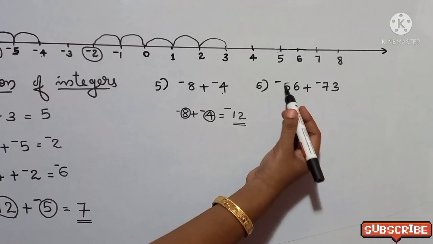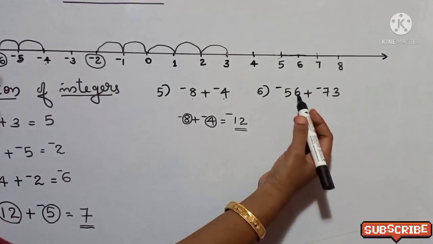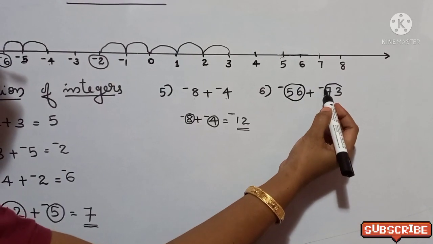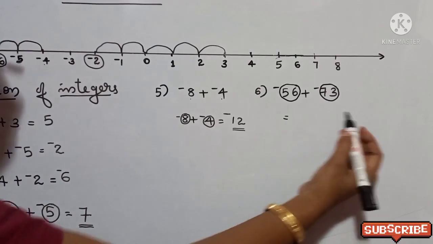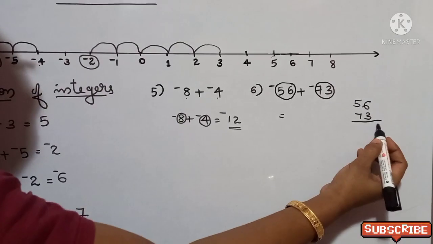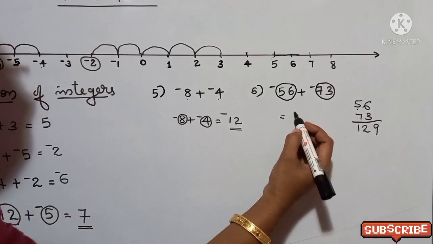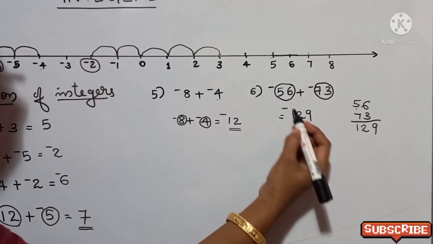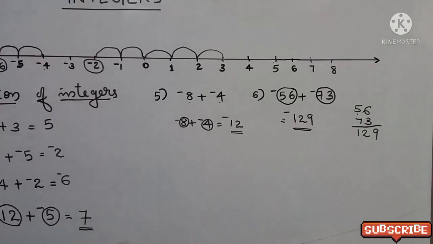Let us do a similar question. Both are negative here. I told you if both numbers are negative, we have to add the numbers. No need to consider the sign. Both are negative, that's why we are adding these numbers. Here it is 56 and 73. Add these numbers. 6 plus 3 is 9. Then 5 plus 7 is 12. 129 it is. Write 129 here. Both are negative, so put the negative sign. It is minus 129.